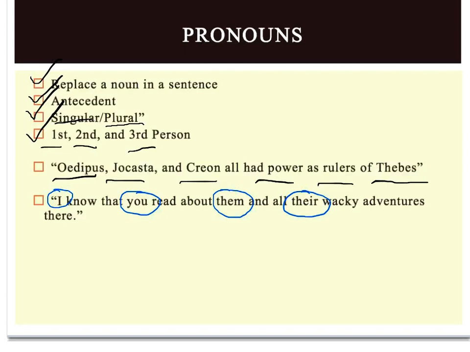There's one more pronoun in this sentence. It's the pronoun there. There has the antecedent Thebes. Thebes is a place. Pronouns can replace any kind of nouns, including places. So Thebes is replaced by the singular third-person pronoun there.